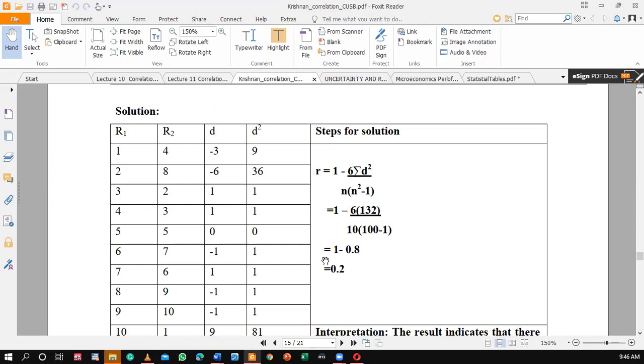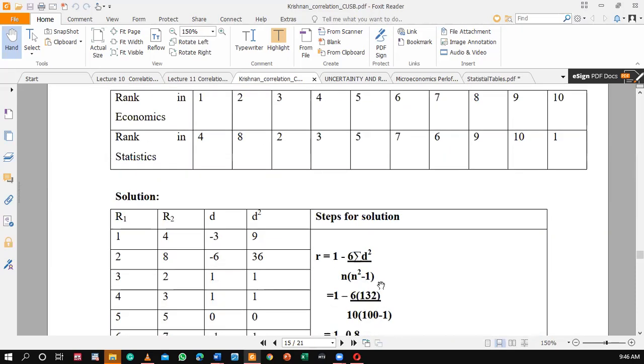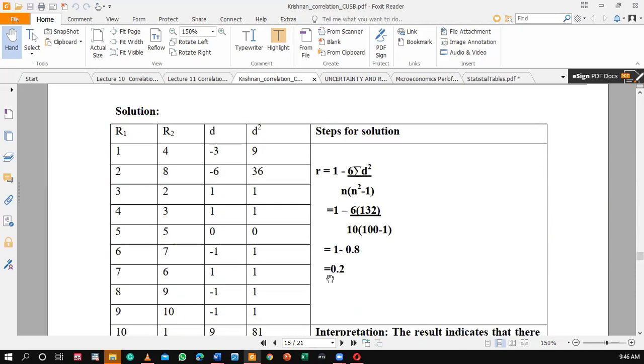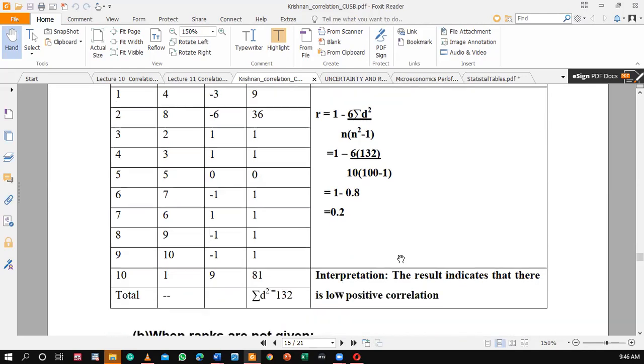0.2. If you want to know the nature of this correlation or relationship, you use the sign. The sign here is positive, right? So there's a positive correlation between economics and stats. And then you talk about the degree. 0.2 is less than 0.5. So though it's positive, it's weak. The result indicates that there is a low or weak positive correlation. So this will be the interpretation.